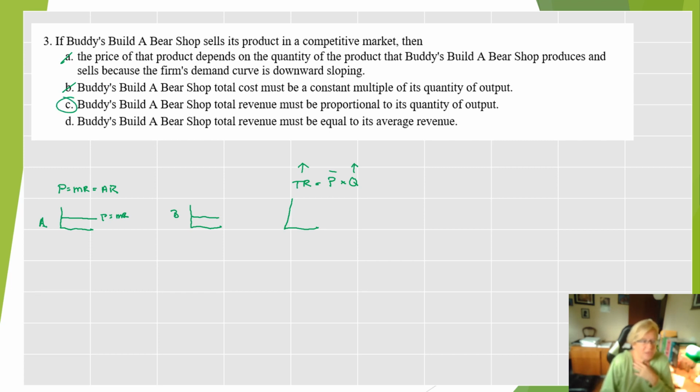D, Buddy's Build-A-Bear Shop total revenue must be equal to its average revenue. Remember, in a perfectly competitive market, price equals marginal revenue, which equals average revenue. And total revenue is equal to price times quantity. Because price is the same as marginal revenue, we know that that one is incorrect. So the right answer here is C.